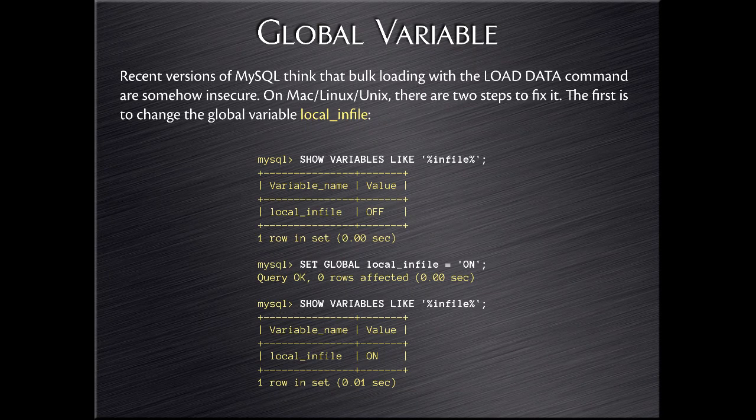And so here in the white, you can see how we access that and change it. So I can show variables like infile. That's obviously just an SQL statement. And you'll notice at the top there that local infile is off. So when it's off, I will not be permitted to do load data local infile. So I set the global variable called local infile to be equal to on, and I can verify that it is on. So now the next time that I log into MySQL, that variable will be on, and so I will be permitted to load data from a file.